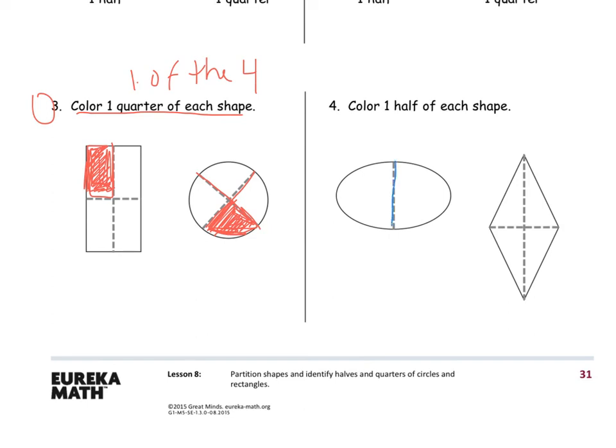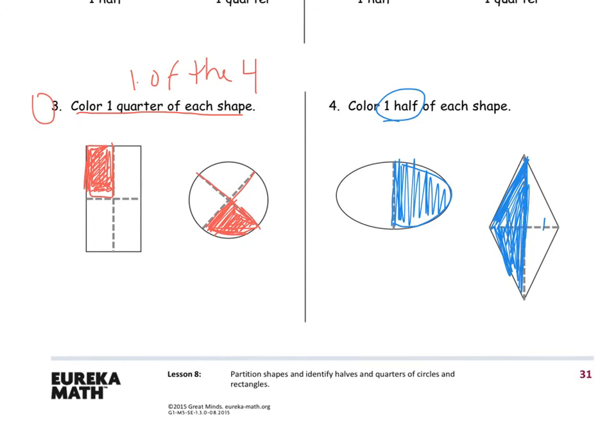This oval, 1 out of the 2 is shaded. And when we look at this other shape, there's 4 pieces there, but it's asking me to do 1/2. So I'm only going to look at one of these lines. And now I have 2 parts. I have one on this side and one on this side. So I'm going to shade half of the entire shape.